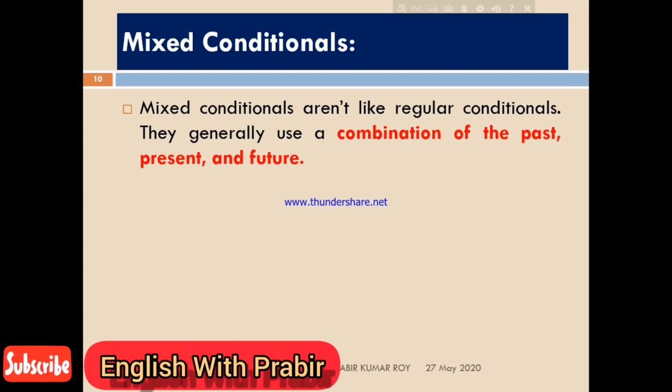So, in today's lesson, we have discussed what a condition is and what the types of conditional sentences are. We have discussed zero conditional, first conditional, second conditional, third conditional, and last of all, we also discussed a little bit about mixed conditionals. Actually, mixed conditionals are a combination of these three tenses. In another class we will discuss the mixed conditional.